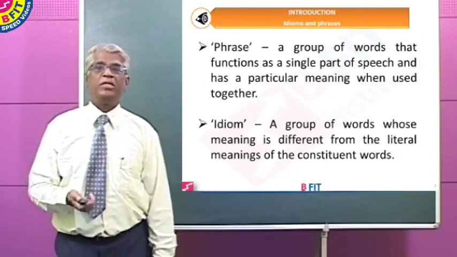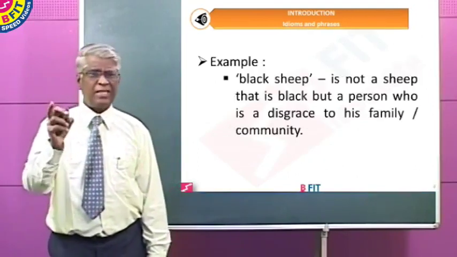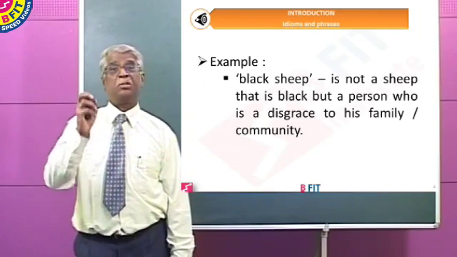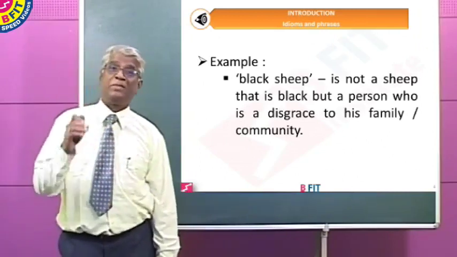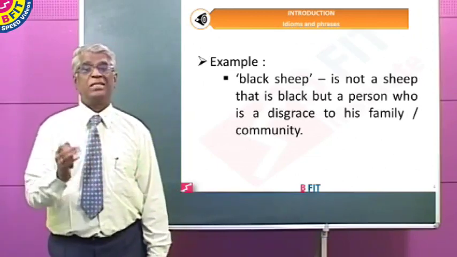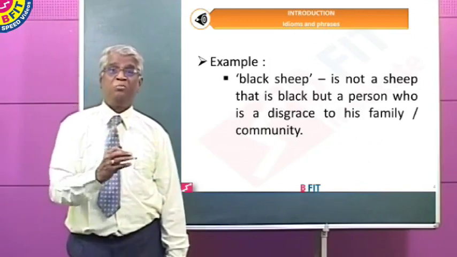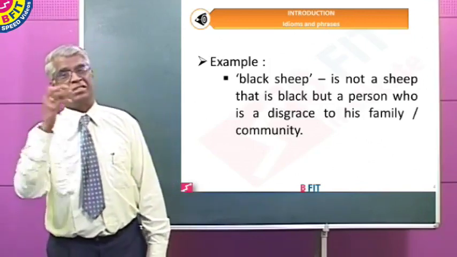Now we are going to look at some of the examples. That example is black sheep. Black sheep is not a sheep that is black, though literally it means that. Black sheep is a person who is a shame or a disgrace to his family or to his community.